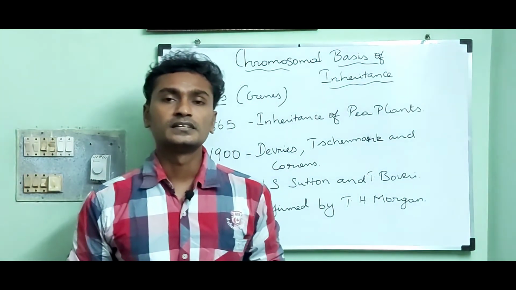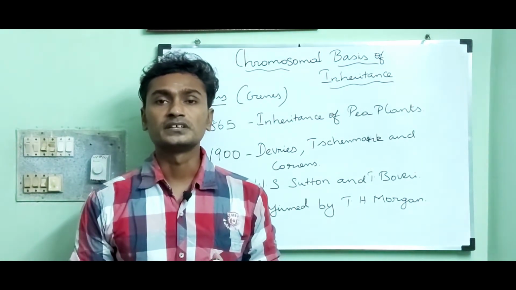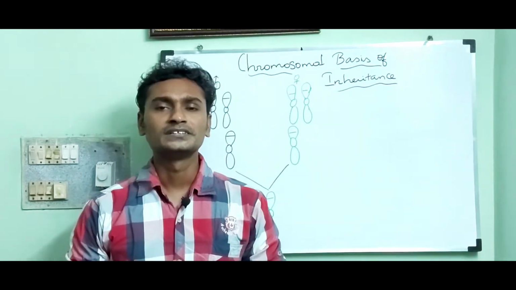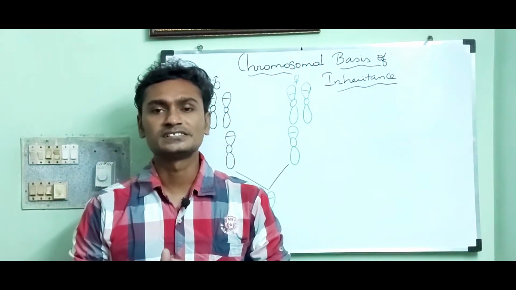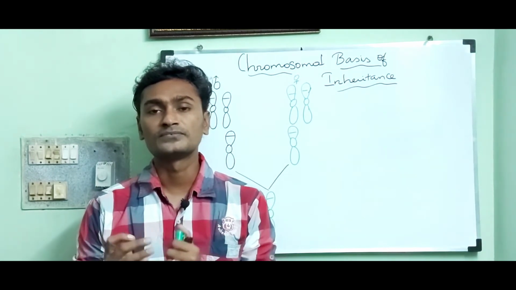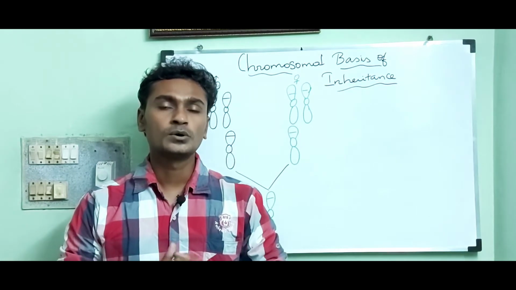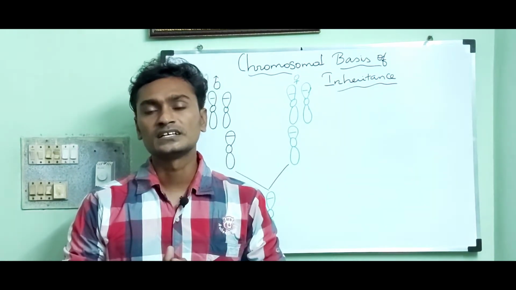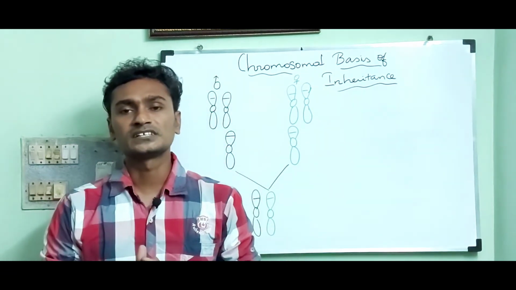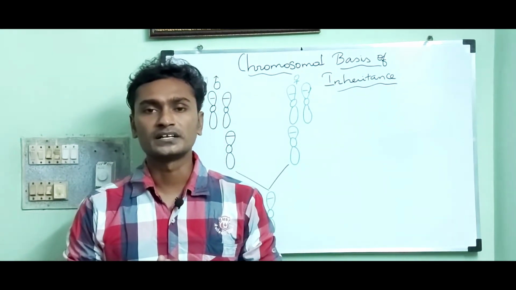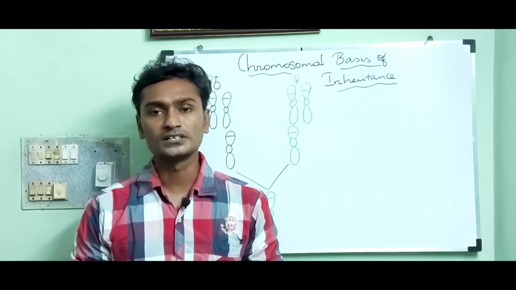Then let us discuss the salient features of chromosomal theory of inheritance. The link between one generation and the next generation is through the male gamete and female gamete, which carry the hereditary traits, because one set of hereditary traits is received from the male parent and the other set of hereditary traits is received from the female parent. These two chromosomes constitute a pair of homologous chromosomes.